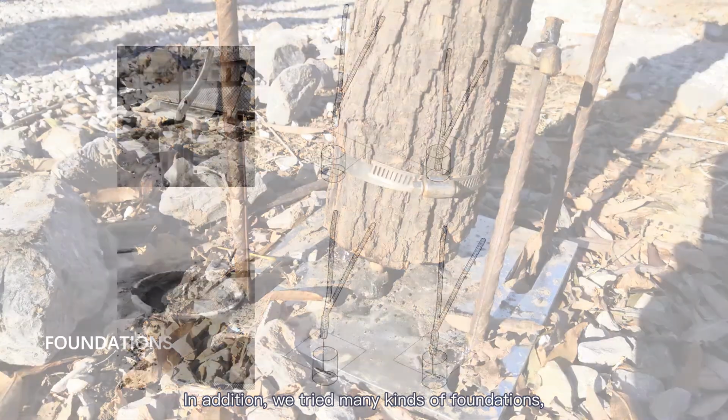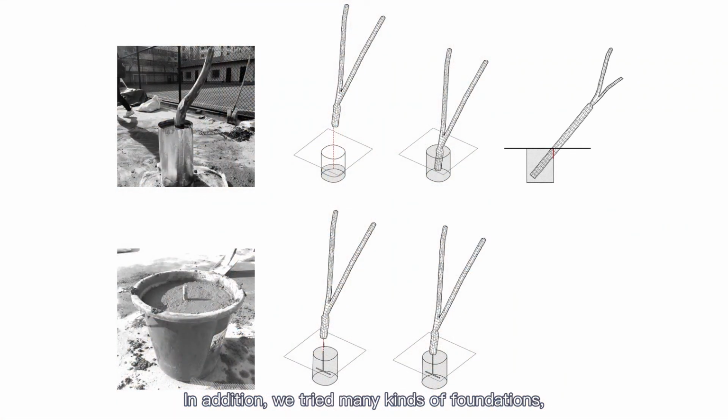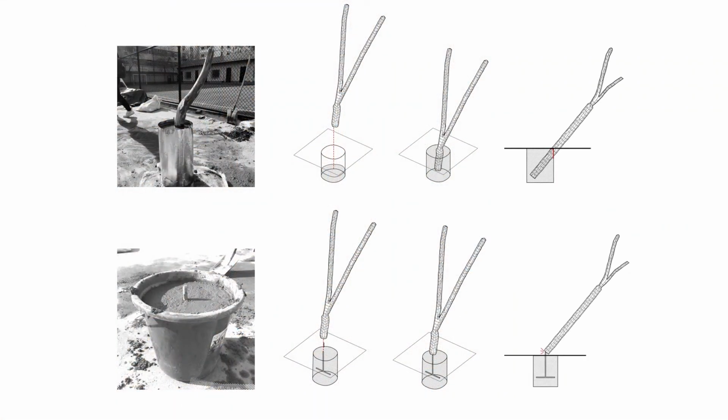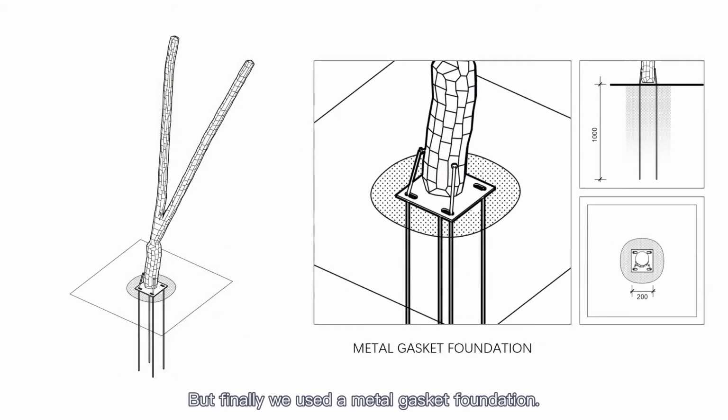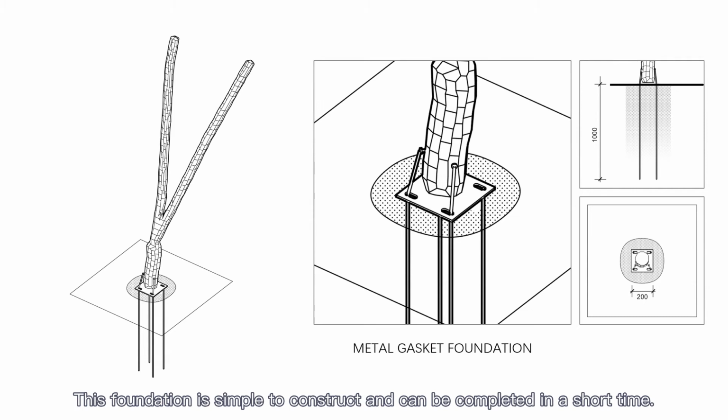In addition, we tried many kinds of foundations as shown on the screen. But finally, we used a metal gasket foundation. This foundation is simple to construct and can be completed in a short time. There are 5 steps in total. First, compacting the plain soil.